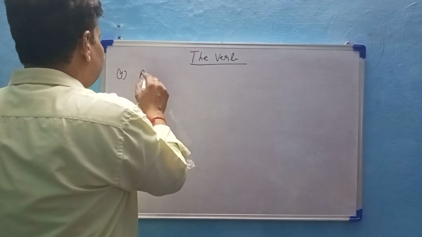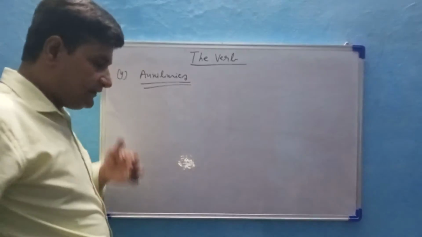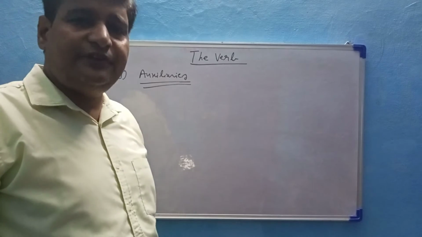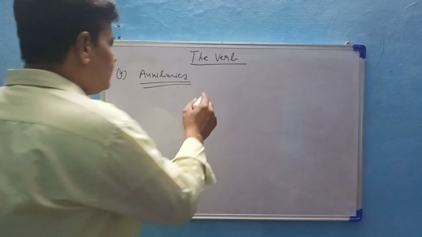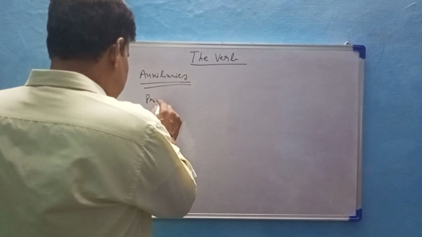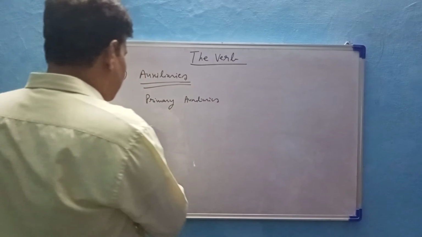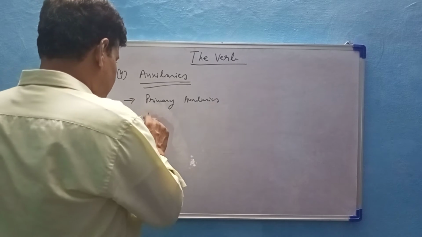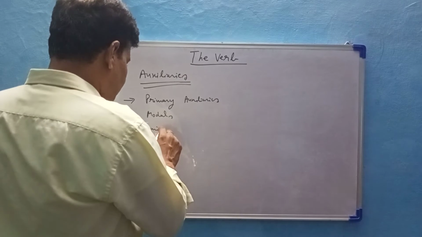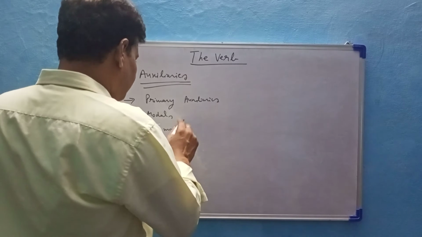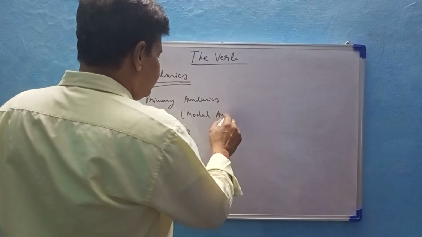Fourth category, auxiliaries. Auxiliaries are basically divided into two types, but there is a third one also. Let us understand: primary auxiliaries, modals and semi-modals. Modals or modal auxiliaries.